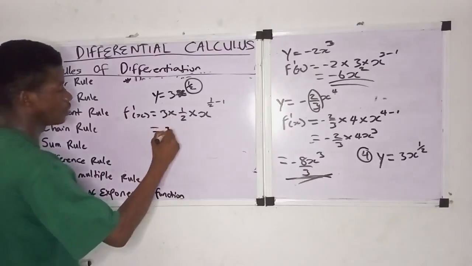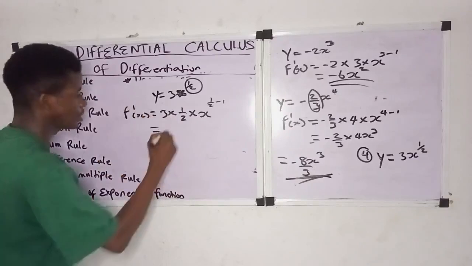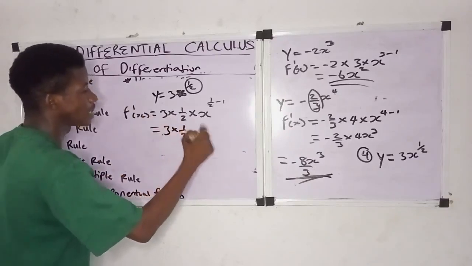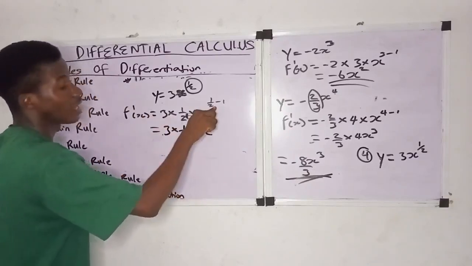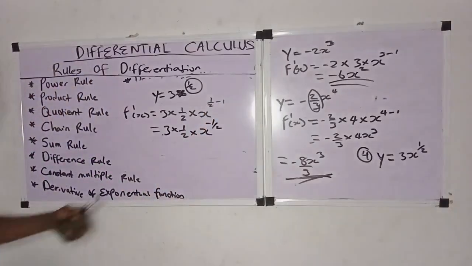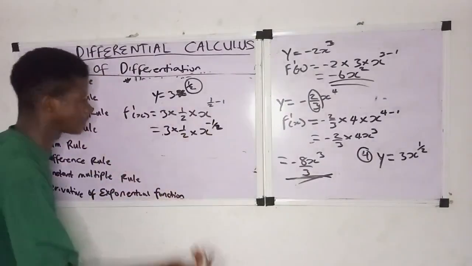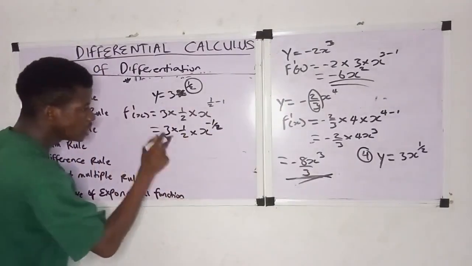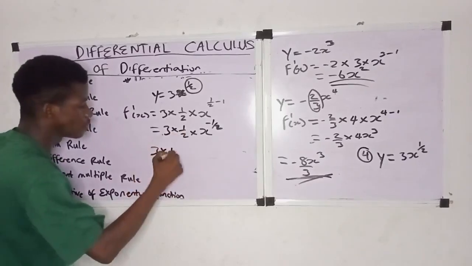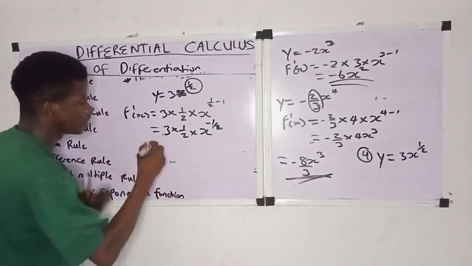3 times half will give us 3 over 2, right? Okay, 3 times half, then times x. Half minus 1 is what? Is minus half, right? Yes. So now let's continue further. Let's simplify further. Now 3 times half, 3 times 1 over 2, we see as what? 3 over 2, right? Yes.